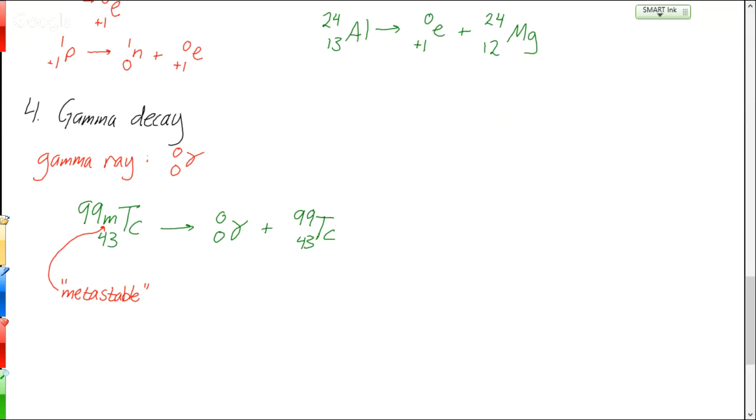These metastable nuclei are usually products of other processes. So some other decay reaction might result in a metastable nucleus, and then that metastable nucleus has to relax and release that gamma ray.